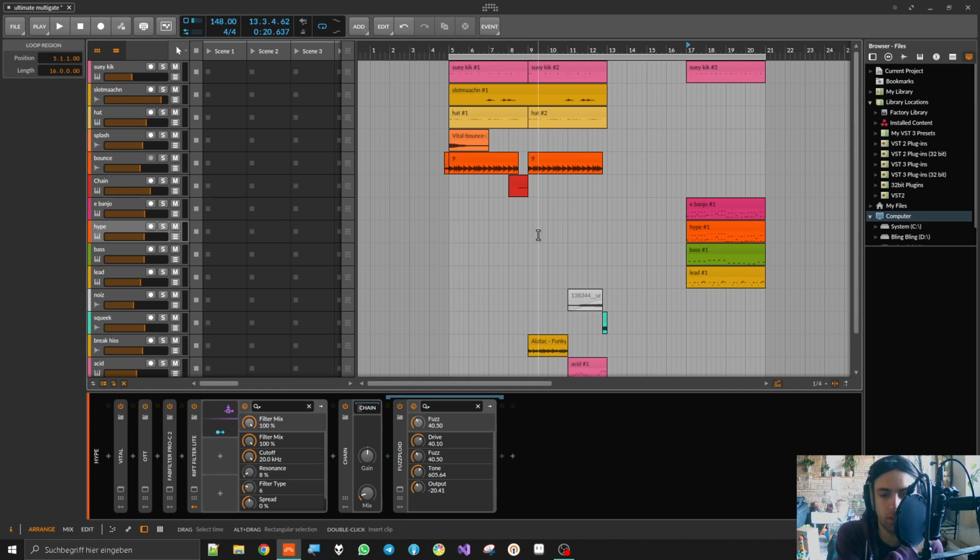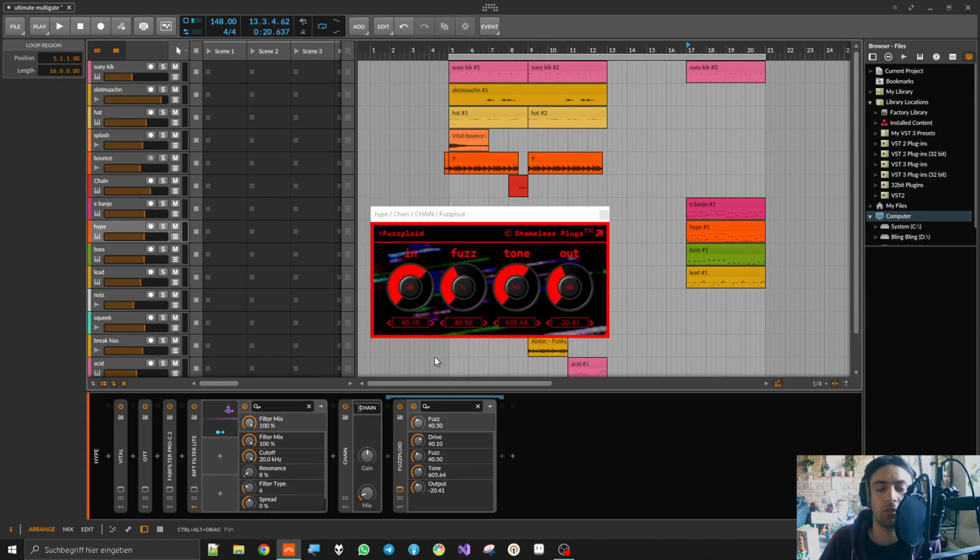Alright, so these were different examples of where I used Fuzzploid, and again, it's a very creative distortion tool. It always produces a little bit different results than you would think first, in my opinion at least, because sometimes turning up the fuzz really adds some sizzling, crizzling, or that's how I would call it, from how the sound feels. But other times it adds some serious soothing for some reason.